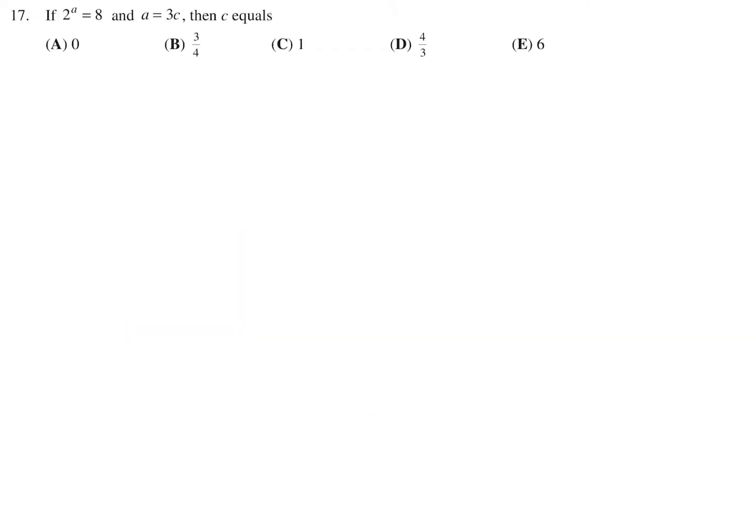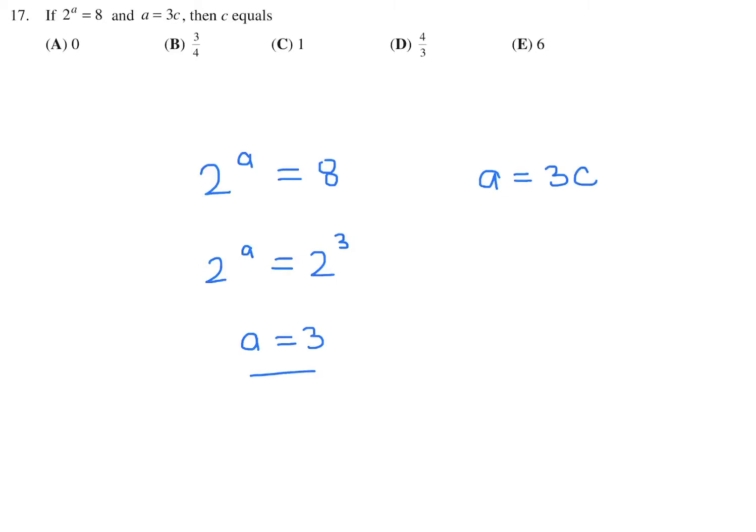If 2 to the power of A is equal to 8 and A is equal to 3C, then C equals. So 2 to the power of A is 8. Now, 8 is really just 2 to the power of 3, correct? So that means these exponents are the same. So A is equal to 3. And then they tell you that A is equal to 3C. So substitute your value for A, and you get 3 equals 3C. And therefore, C is 3 divided by 3, and C is equal to 1. So 17, the answer is C.